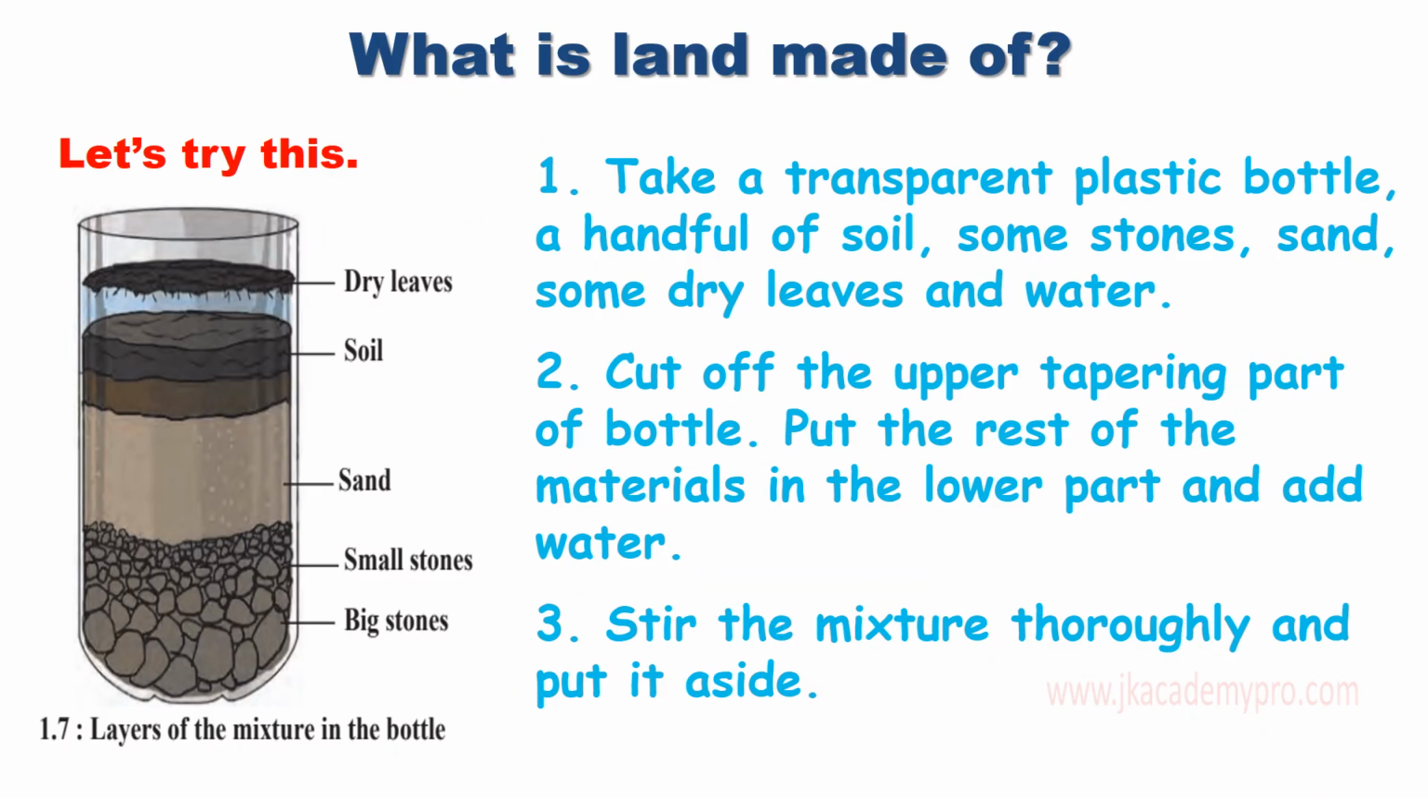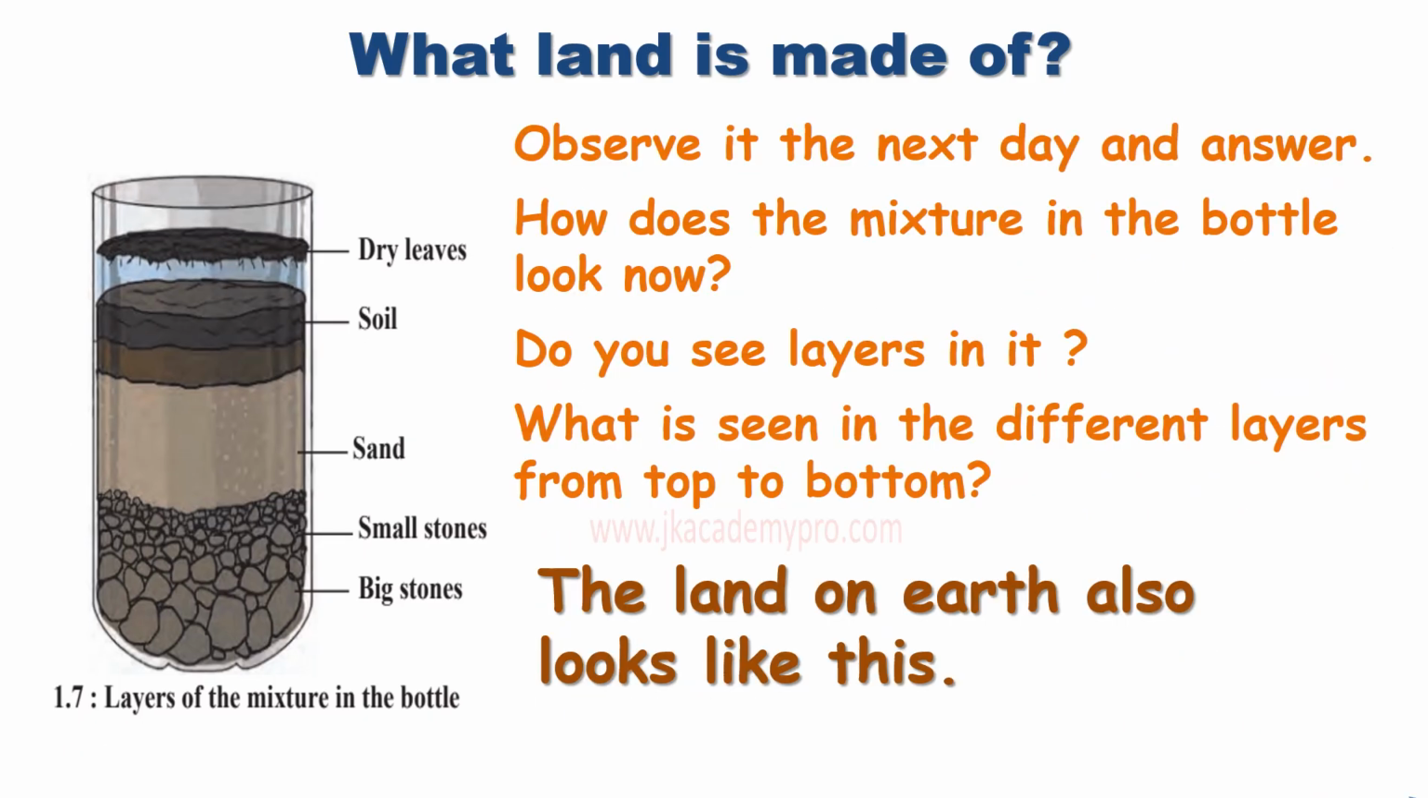What is land made of? Now, to understand this, let's do an activity. Take a transparent plastic bottle, a handful of soil, some stones, sand, some dry leaves, and water. Cut off the upper tapering part of the bottle. Put the rest of the material in the lower part and add water. Now, stir the mixture thoroughly and put it aside. Observe the bottle the next day and answer these questions.